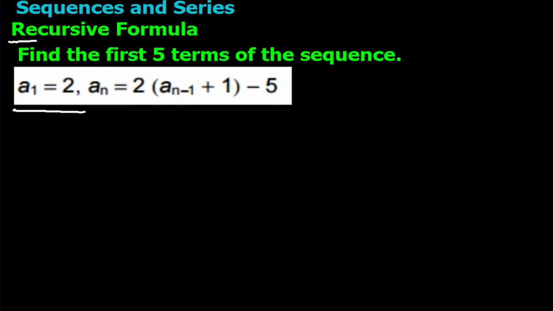That's what recursive means. So we'll have to know the previous term in order to get to the next term, is what I'm trying to say. So in this case, we're given the first term, a sub 1, which is equal to 2. We want to find the first 5 terms of the sequence. So we already know that the first term, a sub 1, is equal to 2.